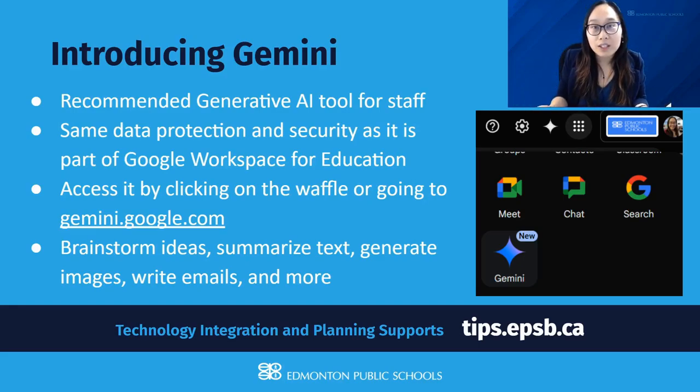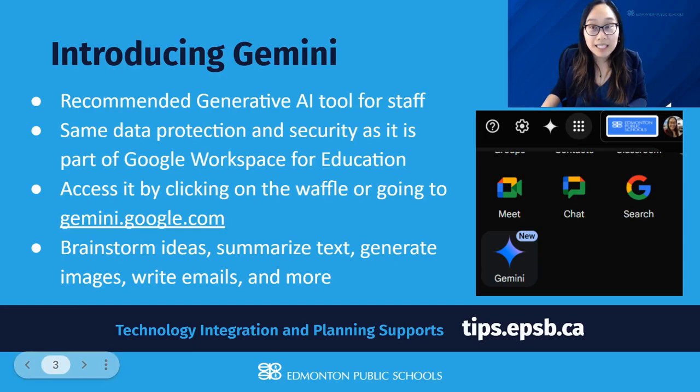So you might be asking yourself, how can I access it? Well, you can access it by clicking on the waffle. Right here is the waffle, the 3x3. When you click on it, you're going to see a menu pop up and you can scroll and you'll see this logo here for Gemini. When you click there, you'll head over to the Gemini website. Alternatively, you can go to gemini.google.com to access it. And just like any generative AI tool, you can brainstorm ideas, summarize text, generate images, write emails, and more.